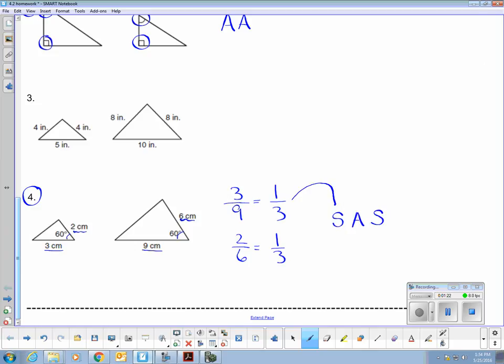So we have one pair of sides that are proportional. We have another pair of sides with the same ratio of 1 to 3. And then we have a pair of corresponding angles that are sandwiched in between the two pair of sides. So this angle that's 60 degrees is in between these two sides. This angle in between these two sides. So it always has to be the angle that is included between the two sides that have the same ratio.